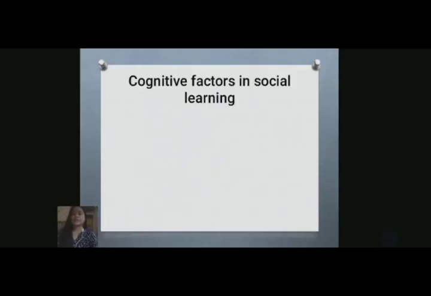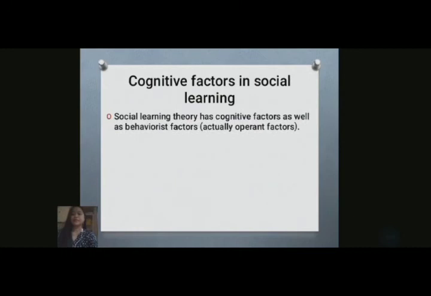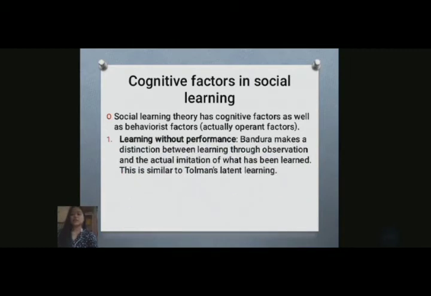Let's proceed to the cognitive factors in social learning. Social learning theory has cognitive factors as well as behaviorist factors. First, we have learning without performance. Bandura makes a distinction between learning through observation and the actual imitation of what has been learned. This is similar to Tolman's latent learning. In this case, we do not know whether a child learns or not because he does not perform.